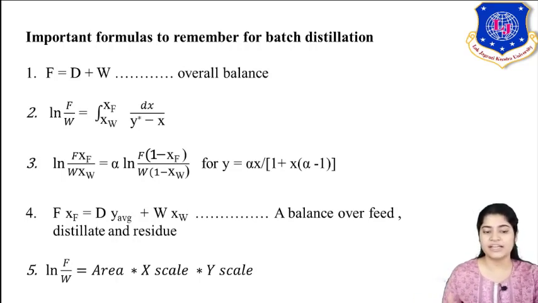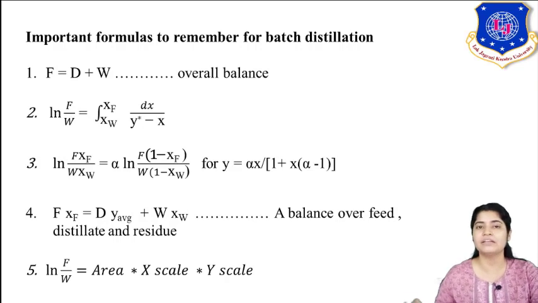Your second is Rayleigh's equation: ln of F by W is equal to the integration, with limits from residue concentration to feed concentration, of dx upon y star minus x. Now, y star is the equilibrium vapor composition. If I use the relation of relative volatility and vapor phase mole fraction y, and solve the integration, then I get the third formula. You must be thorough with it.